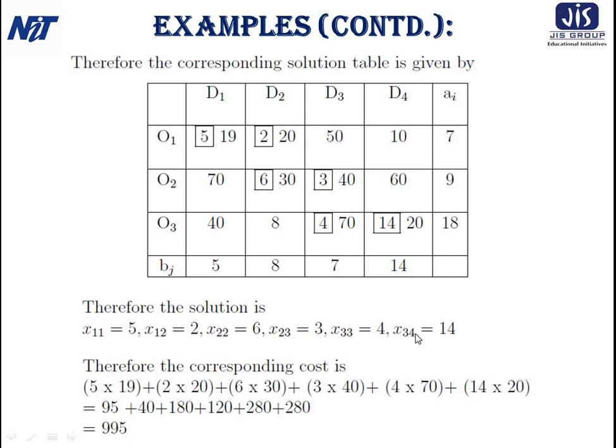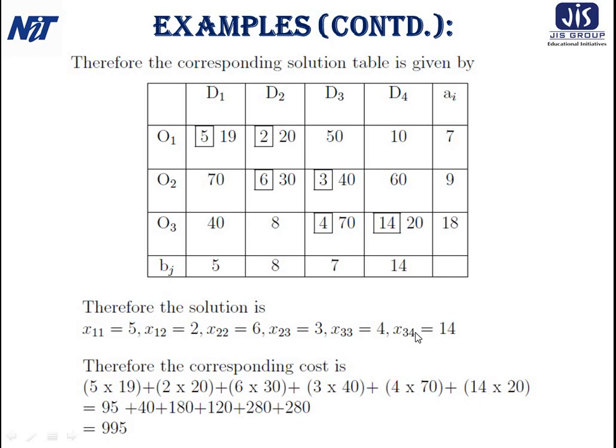And this solution is called the initial basic feasible solution, because this is the initial solution. This solution is called the initial basic feasible solution of this transportation problem. And the corresponding cost, not the minimum cost, is 995.